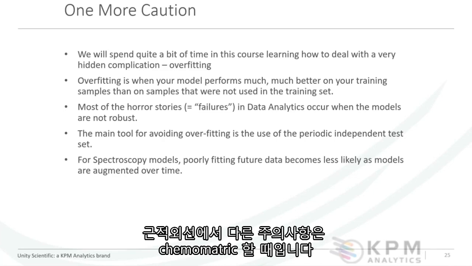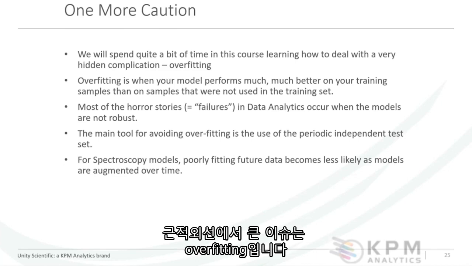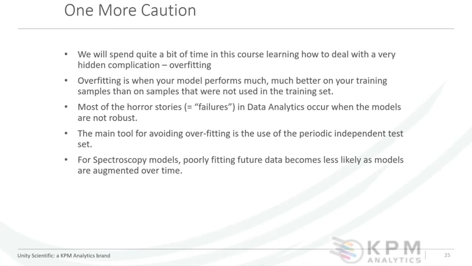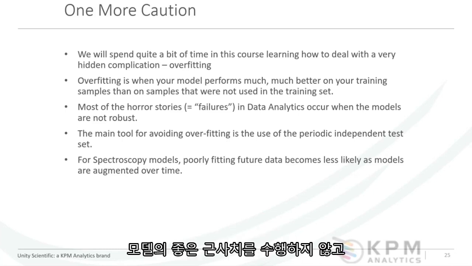So just a little bit of a caution, be very careful about spiking or making artificial mixtures. Another caution in near infrared, and this we'll get into when we get into the analytics of the chemometrics part of this, but a big issue with near infrared can be overfitting. And overfitting is when your model performs better than it will in real life. In other words, when you go through the calibration process, you are not doing a good approximation of how the model will apply or work in real life.